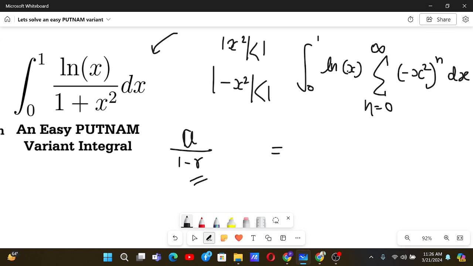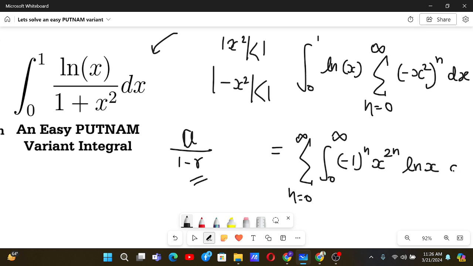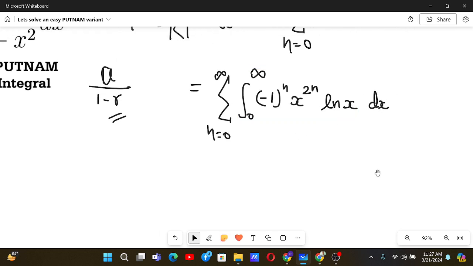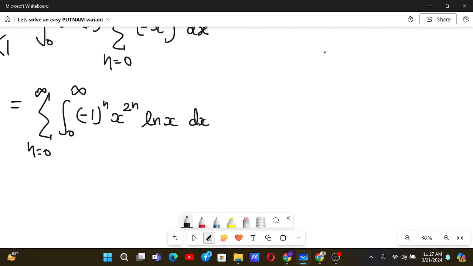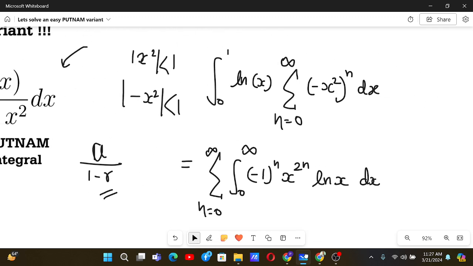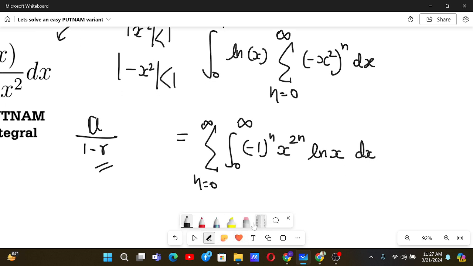Now after we take this constant inside the sum, and from the dominated convergence theorem, if we are interested in the sum and integral, we have the sum from n equals 0 to infinity, integral from 0 to 1 of minus 1 to the power n, x to the power 2n, ln of x dx. Now after this, this one is a standard integral, and that can be evaluated by the gamma function. I think this is not from 0 to infinity, it is from 0 to 1, sorry, I'm sorry for that.